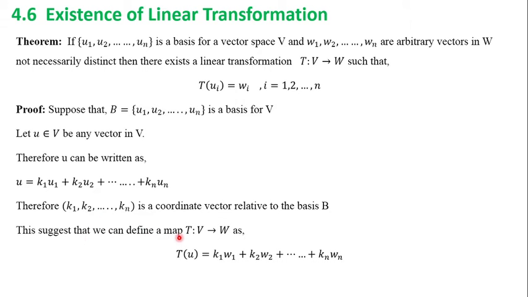So this suggests that we can define a map T from V to W as T of u is k1 w1 plus k2 w2 plus etc. kn wn. So existence of these scalars suggests that we can define a map T from V to W such that T of u is k1 w1 plus k2 w2 plus etc. kn wn. Now we have to show that this T is a linear transformation.